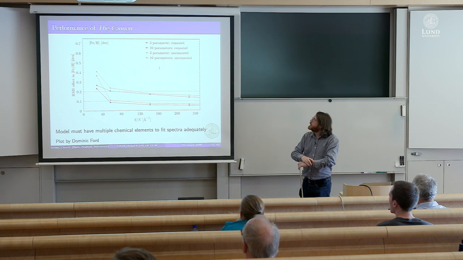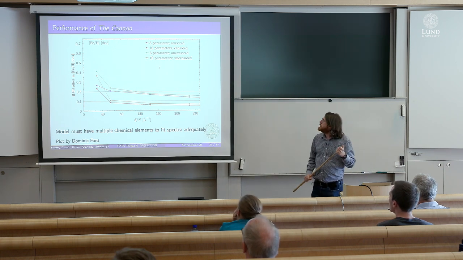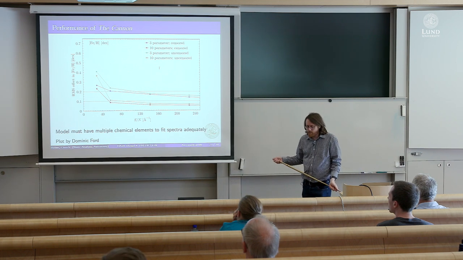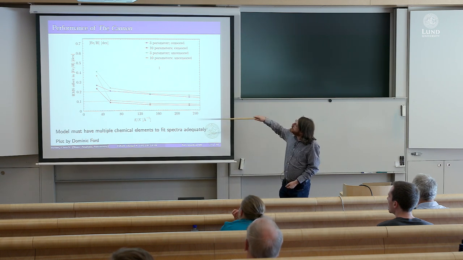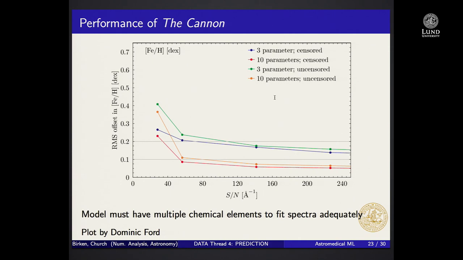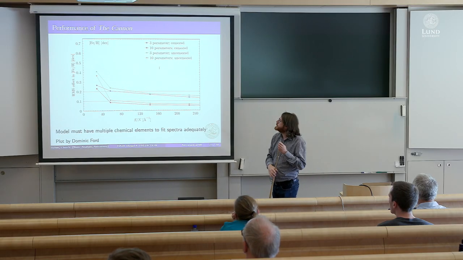So this is the sort of performance we get, and the next two plots you'll see are being produced by Dominic Ford, who's a postdoc working here with me. And this shows, I don't want to go into the detail of this, the signal-to-noise of your spectrum, which you can increase by looking at the same star for longer. And on the y-axis, there's the root mean square error that you get in the iron abundance, which is one of the key properties for the star. So the better we do, the more towards this direction we are, as in being able to recover an accurate iron abundance with a short observation time.